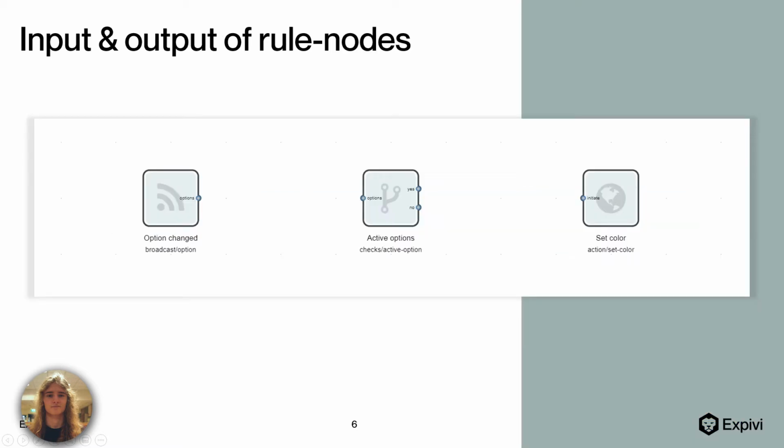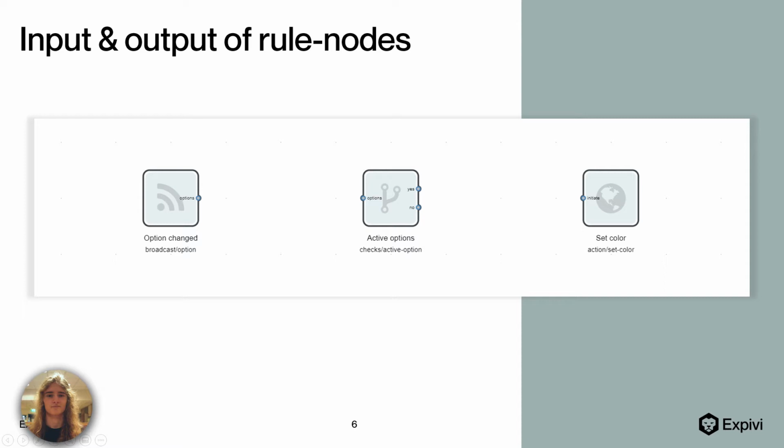Let's talk about the inputs and outputs of rule nodes. As you can see from the image below, rule nodes always have input and output points. Broadcast nodes only have outputs, checks have both inputs and outputs, and actions only have inputs. When connecting an output to an input, it allows a signal to move from one node to the other. As you may already have figured out, you will only be able to connect outputs to inputs.